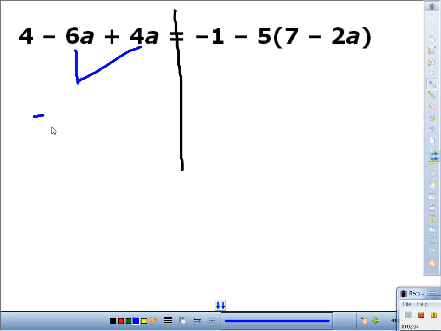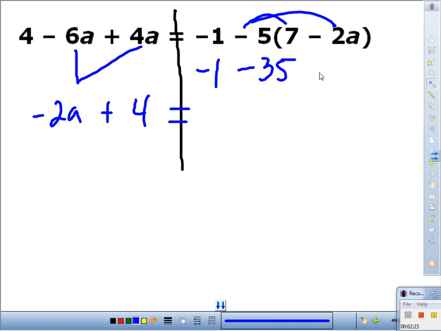This becomes negative 2a. And I'm going to bring down the plus 4. Some of you wrote 4 minus 2a. Is that correct? I'm going to try and keep it so that I write it in standard form every time. Next, I'm going to distribute here. This becomes negative 1 minus 35 plus 10a. But if I need to combine this and write it in standard form, which one goes first? 10a minus 36. Are we there so far?